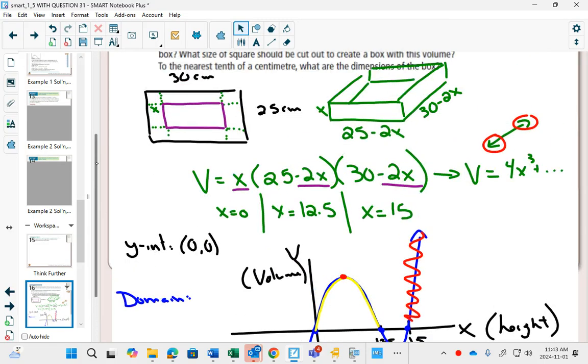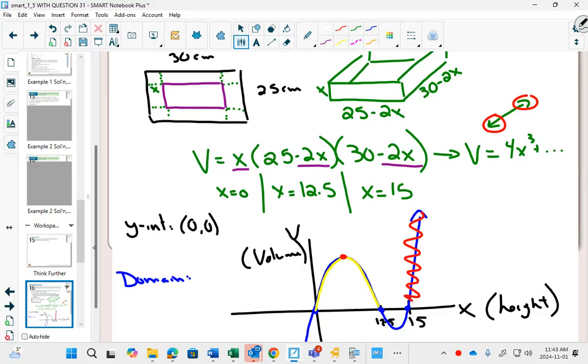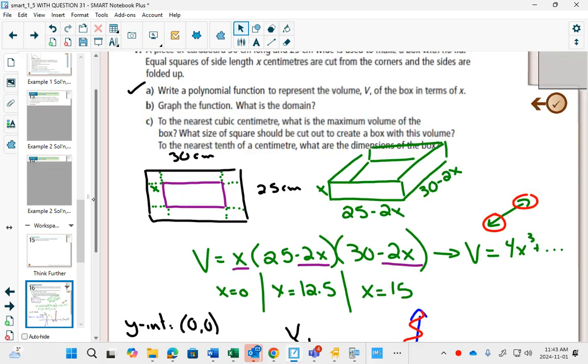So if we reread the question, and these questions are notorious for asking you multiple things. Write a polynomial in terms of x. We did a. That's right here. Graph the function. What is its domain? Did we write the domain? No. 0 to 12.5. Again, I would accept square brackets or round brackets. So part B, we've done that.